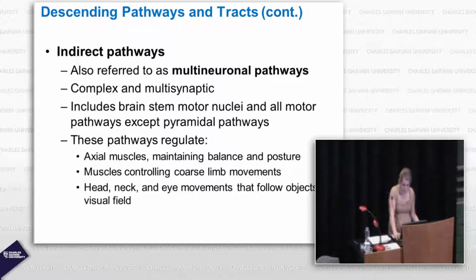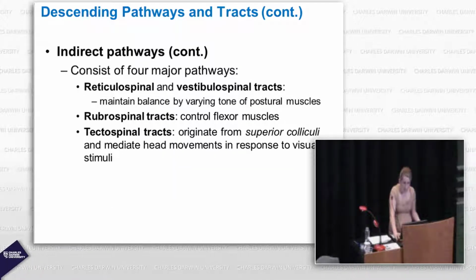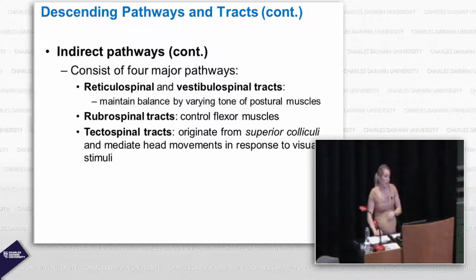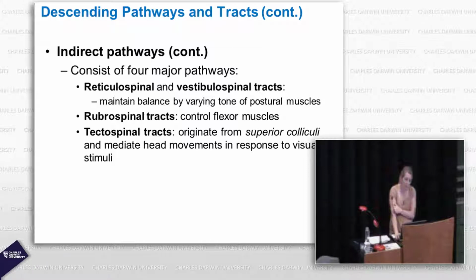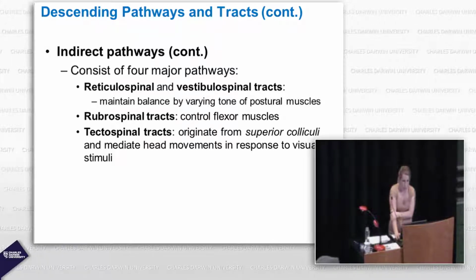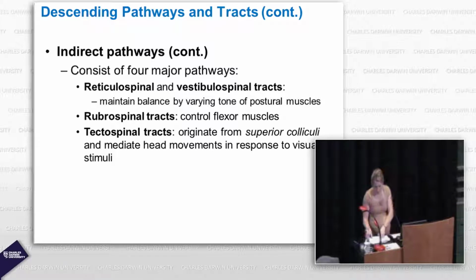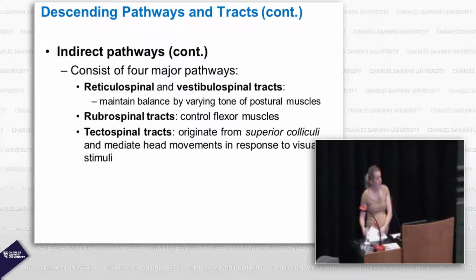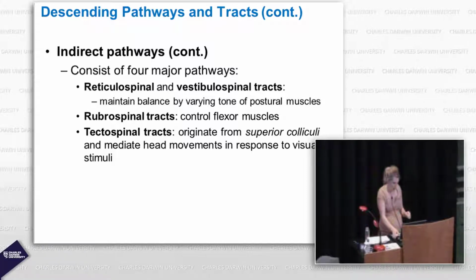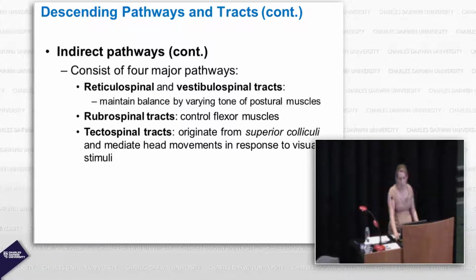Okay, so we've got four of the major pathways: reticulospinal and vestibulospinal, which are for balance and posture. Rubrospinal controls flexor muscles, so your big movements. And tectospinal tracts, and this is the one you just mentioned with your head following visual stimuli.